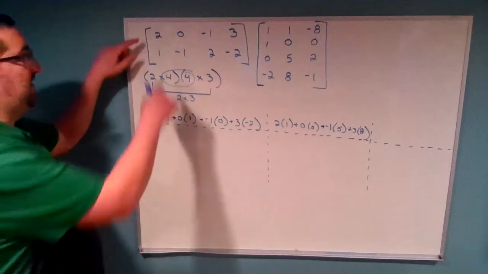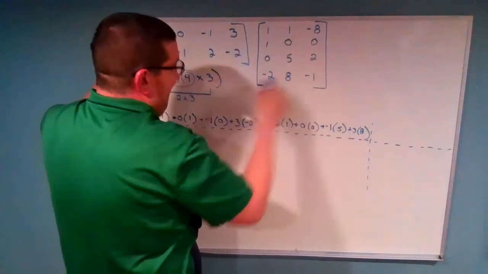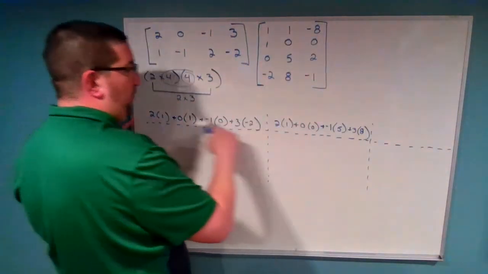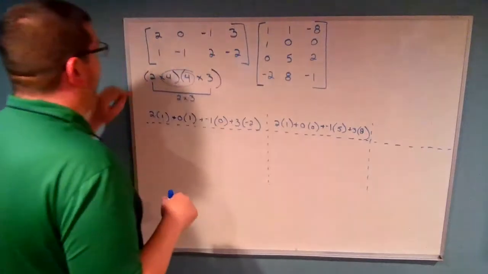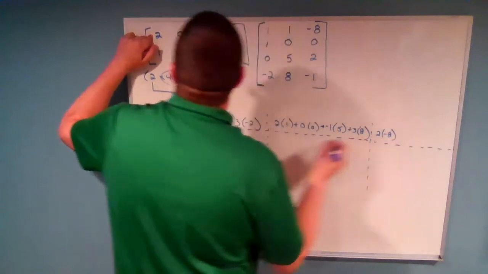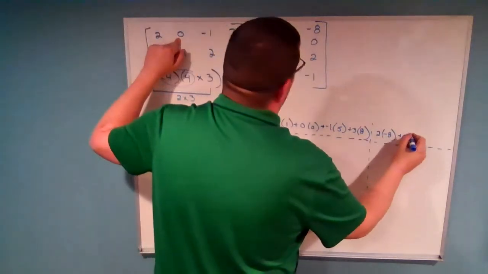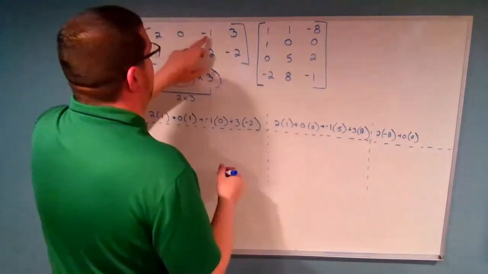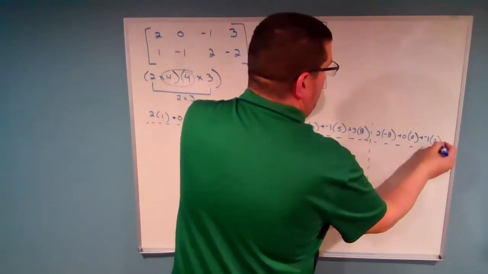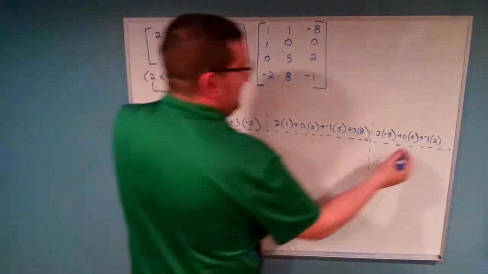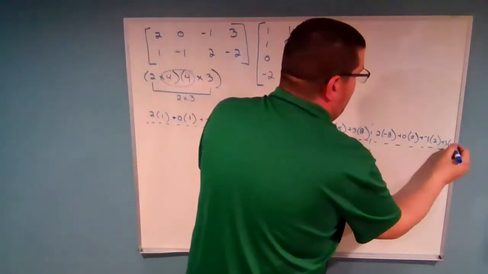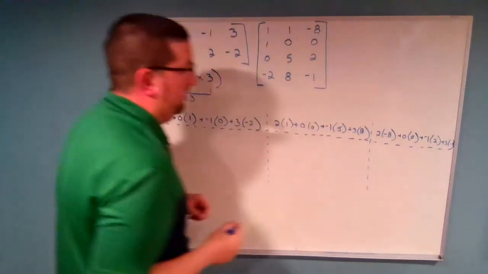My next row times my last column. So row 1 times column 3 is going to be the entry for row 1, column 3. See how that works? So this is going to be 2 times -8 plus 0 times 0 plus -1 times 2 plus 3 times -1. Just fit that in.